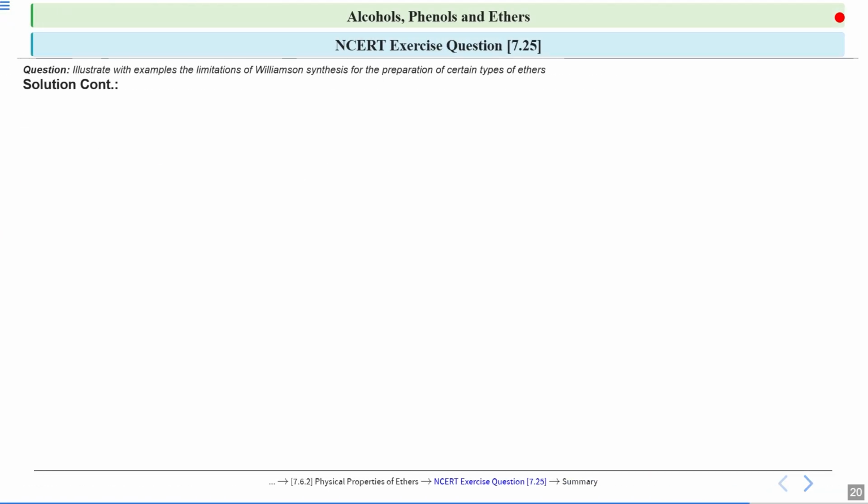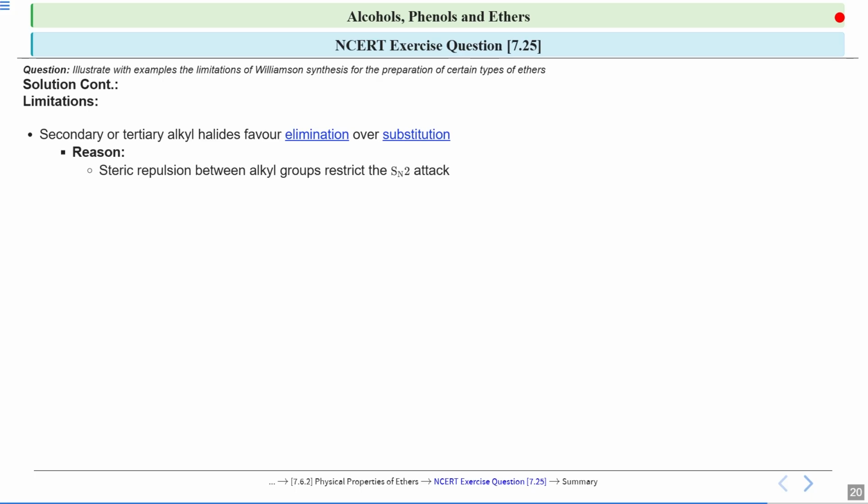So if we continue the solution, we will see the limitations: secondary or tertiary alkyl halides favor elimination over substitution. We discussed that whenever we take an example of a secondary or tertiary alkyl halide, they will always follow elimination. They will favor elimination over substitution because of the steric repulsion factor.